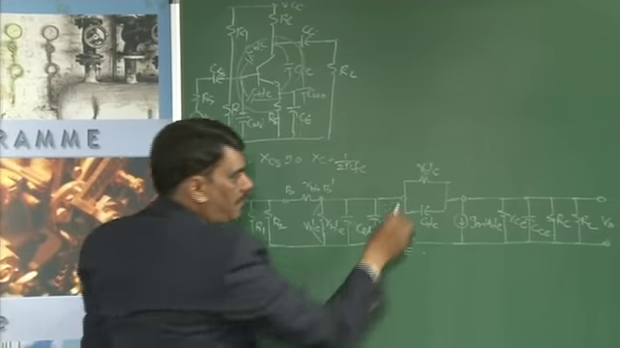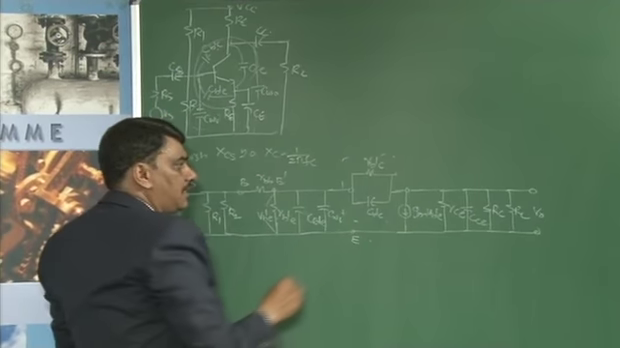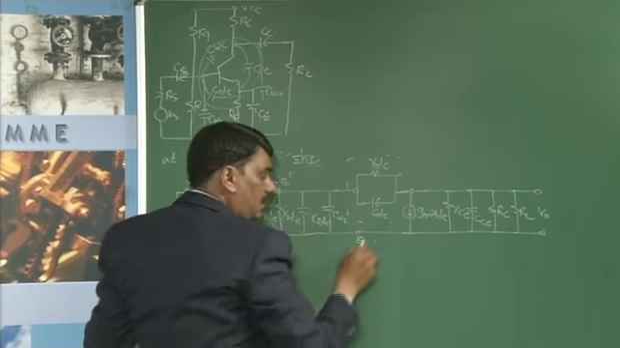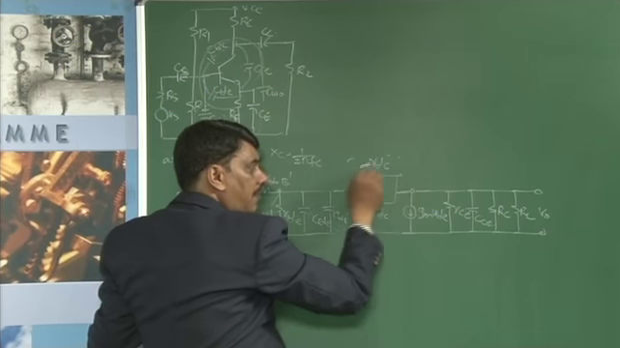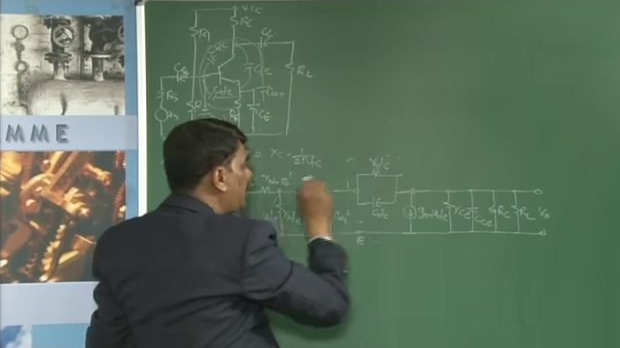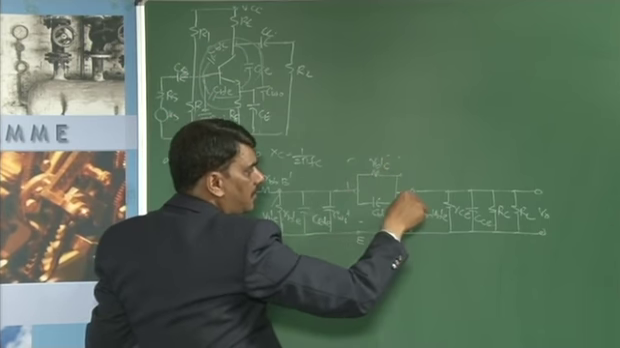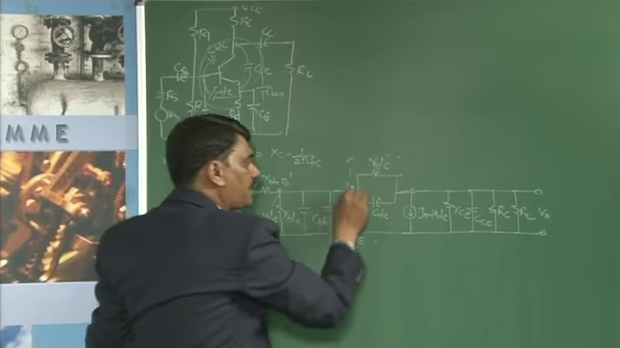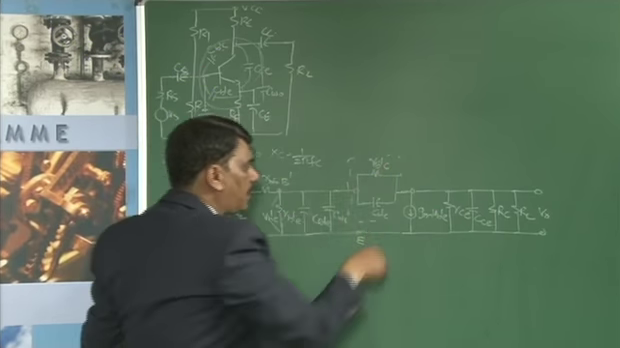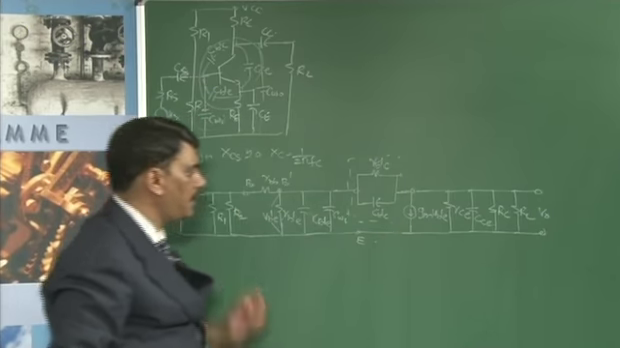Because of this RB'C and CB'C, this effect is to be considered in frequency. Because of this feedback between the base and the collector, the analysis of this circuit becomes complex. To reduce the complexity, you have to replace this parallel combination on the input side and the output side by using Miller's theorem.